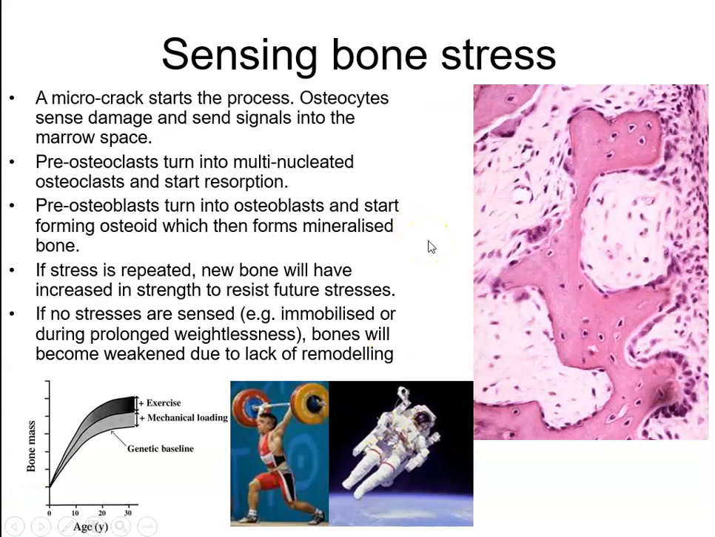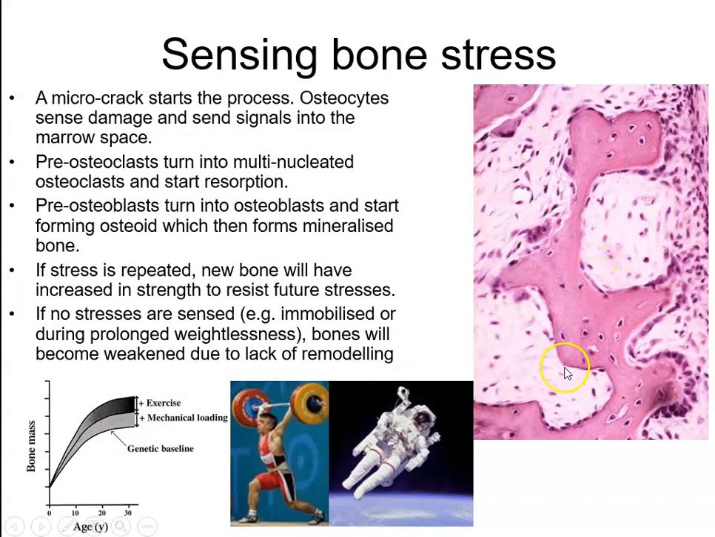Bone density is largely governed by microcracks that occur within bone. A microcrack starts the process, let's say across here, and that can be in response to some sort of physical activity. Weightlifters in particular have very thick, heavy bones. It's not just that they've got a high genetic baseline for having big, thick, heavy bones. It's from constantly applying lots of pressure, causing lots of microcracks.